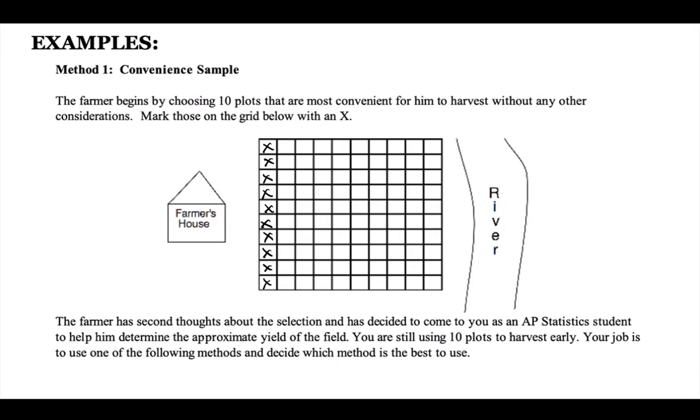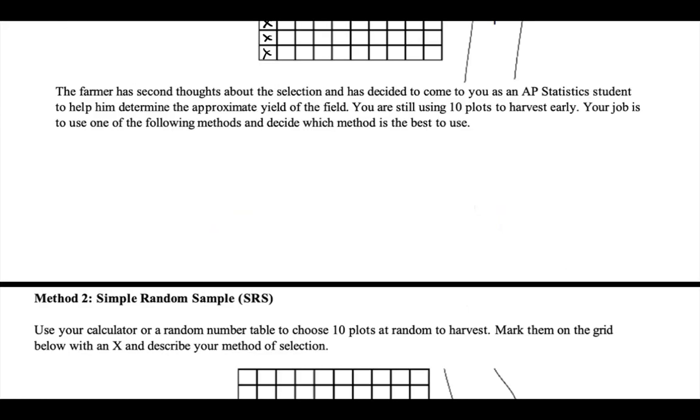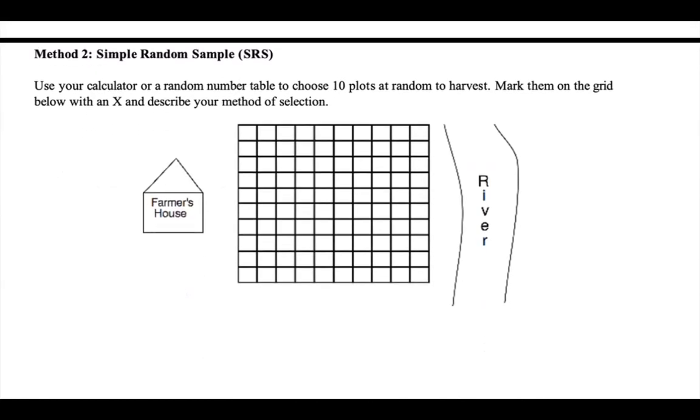The farmer has second thoughts about the selection and has decided to come to you as an AP statistics student to help him, oh, it is a him, determine the approximate yield of the field. You are still using 10 plots to harvest early. Your job is to use one of the following methods and decide which method is best to use. Okay, so the next method is an SRS.